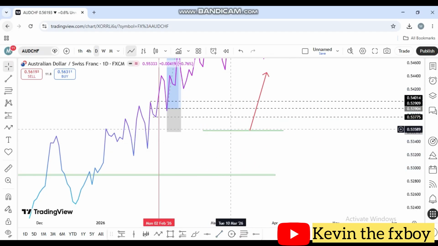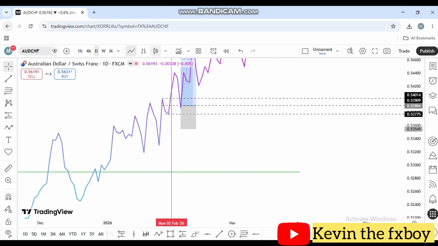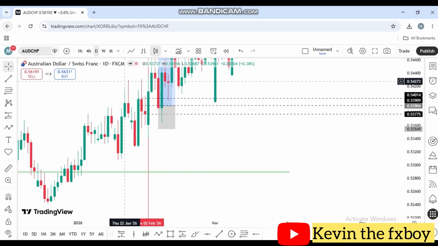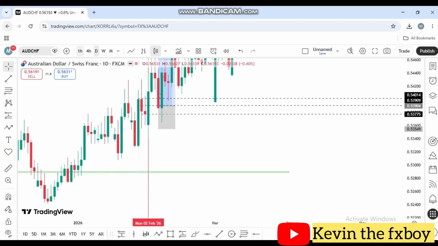Let me just take it off. Yeah, I have to go down to the H4 to refine this zone. So going down to the H4, I think in this case I use the trend line. I use the trend line here, and I will be explaining every strategy I use here.